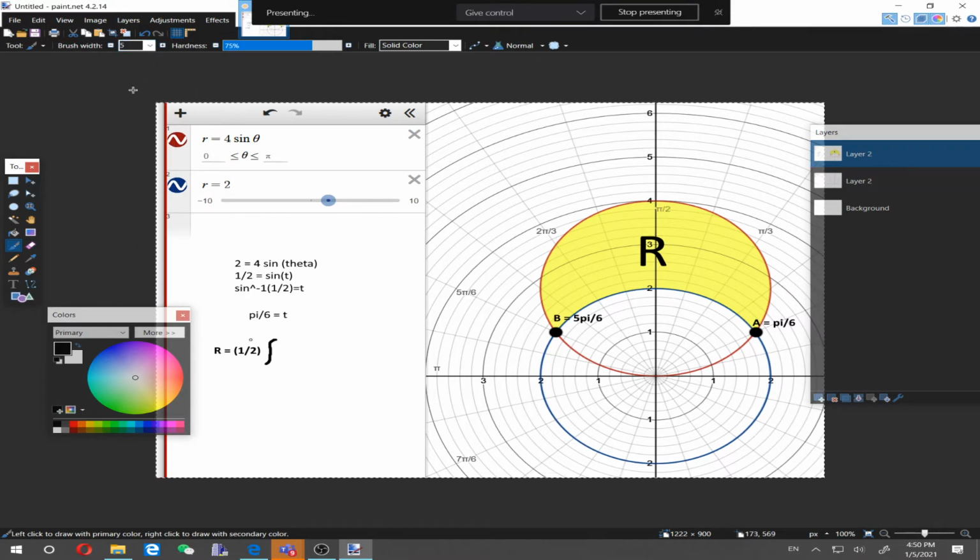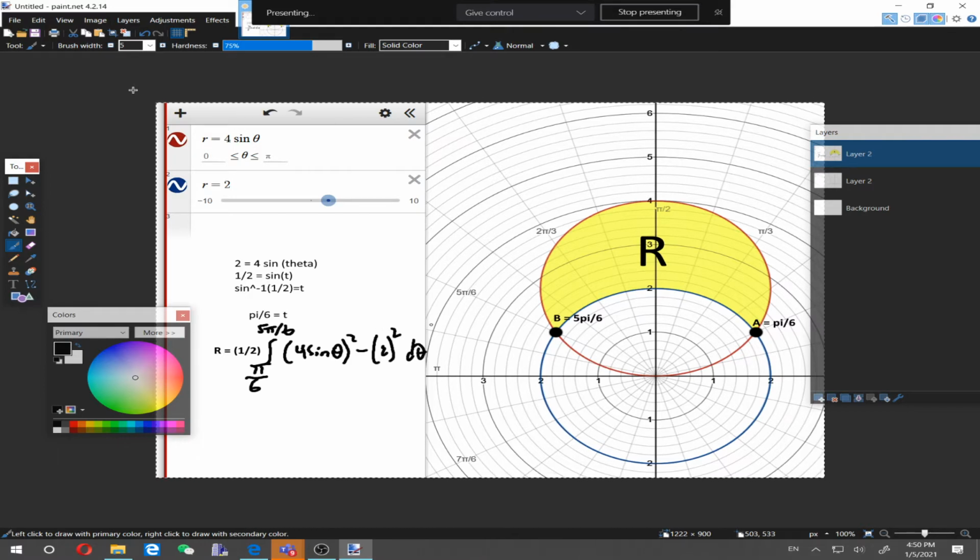So this is 1/2 times the integral from pi over 6 to 5 pi over 6 of, sorry, say one more time. What was your equation? 4 sine theta squared minus 2 squared. Okay, in terms of which variable? D theta. D theta, perfect.